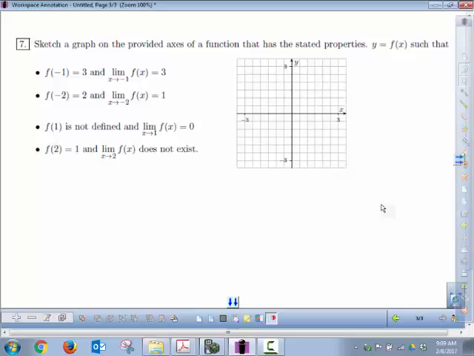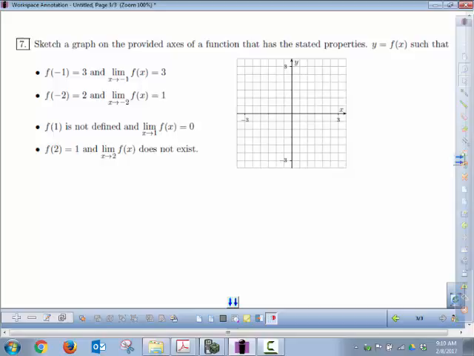F of 1 is not defined, but the limit as x approaches 1 is 0. And then f of 2 is equal to 1, but the limit doesn't exist. So we've got a bunch of weird scenarios here. The first scenario describes a nice, smooth, continuous function. The other 3 bullet points show scenarios where the limit might exist, but the function itself is not continuous.